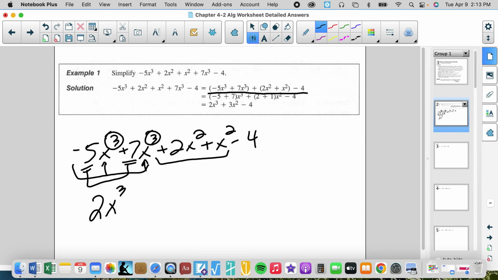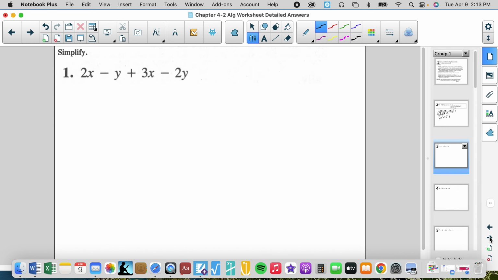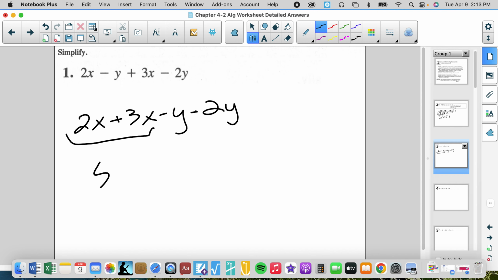These are also like terms. Coefficient of 1 there, so that's plus 3x squared. And the constant doesn't have a partner. So you see that that's what I do, that's what they do, come out with the same answer. So standard form, x's are always going to come before y's. So you have 2x plus 3x minus y minus 2y. These are like terms, we'll make that 5x. These are like terms, that's negative 3y.